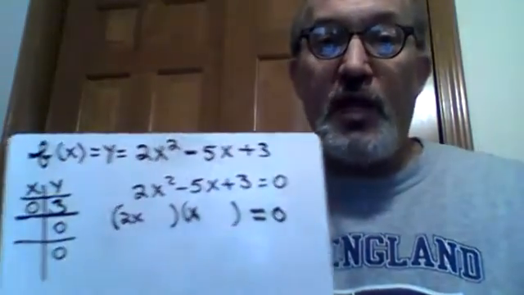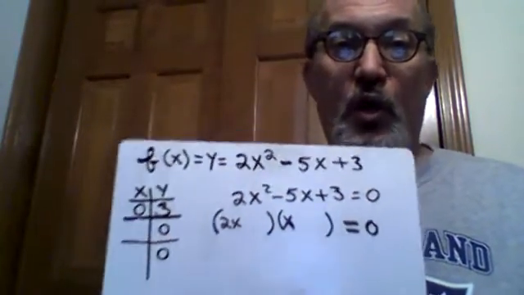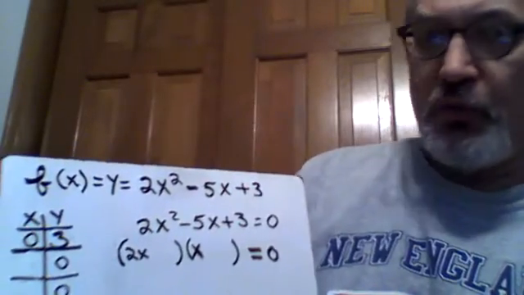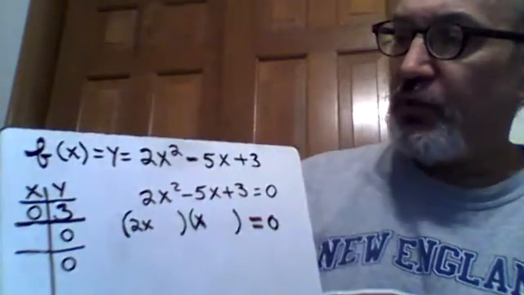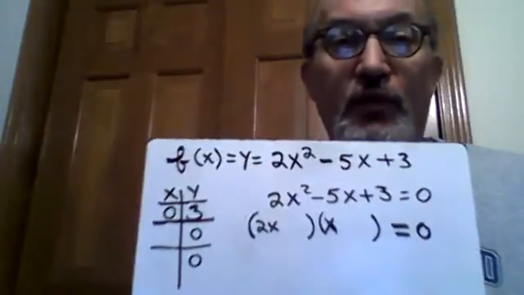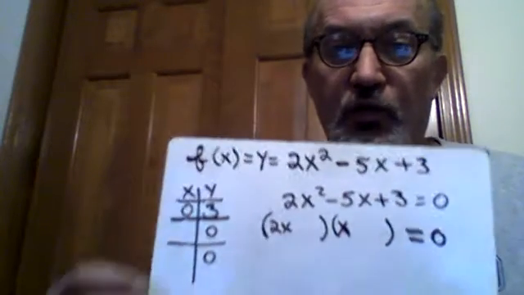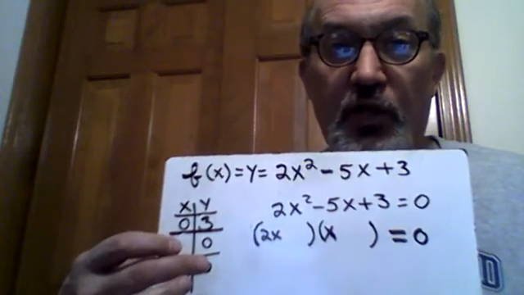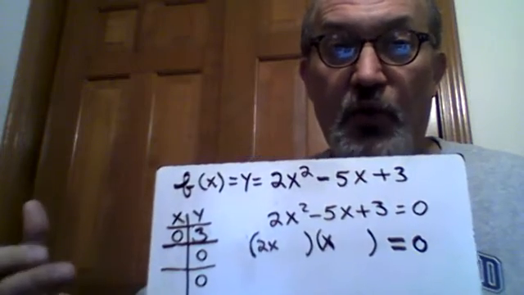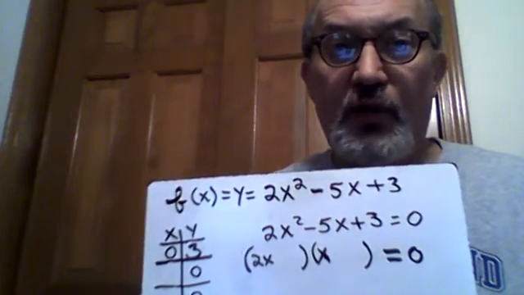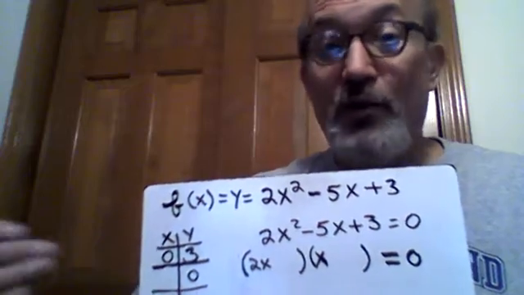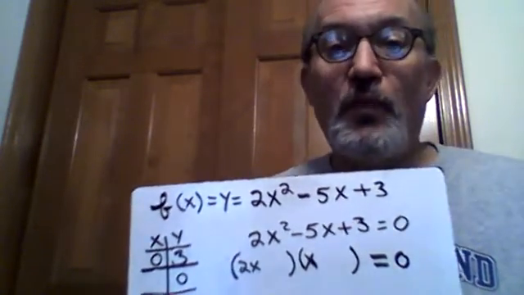Hello, Mr. LaBeouf again. In this video, we're going to consider the quadratic function f of x or y equals 2x squared minus 5x plus 3. We're going to find the zeros of this function. We're going to try to find the two values of x that will make the function equal to 0. And graphically, of course, that's where the graph of the function crosses the x-axis. The x-axis is where y, or the function, is equal to 0.